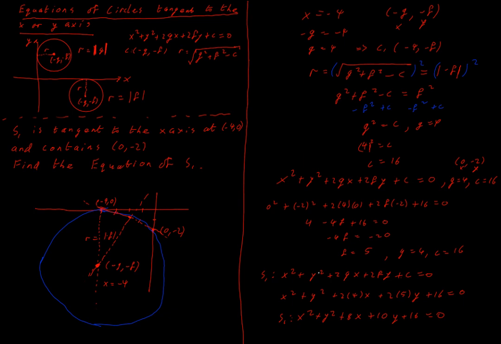So that would be the geometric way of doing this question, but often the algebraic way that we're doing here will be faster when we know this extra fact about the radius being equal to the absolute value of f or the absolute value of g. And that's what we need for now.